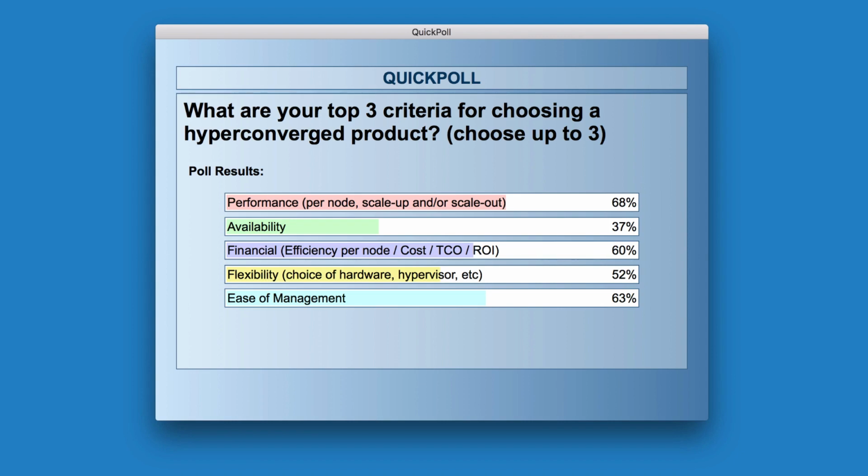Sushant, I just put the results up on the screen. The key driver that people are looking at, the top 2 are around performance and cost. Yep. I was actually surprised to not see financial win. That's what I've typically seen. So people are starting to look beyond the raw dollars, which is great, and looking at what the underlying infrastructure can actually do for them. So this is pretty good news. Yep.